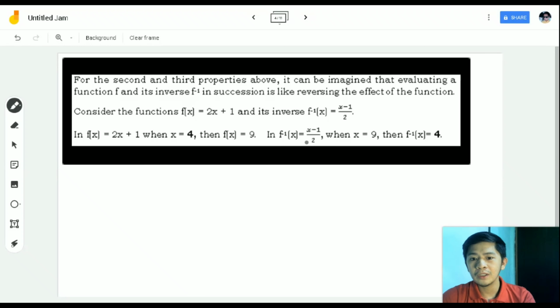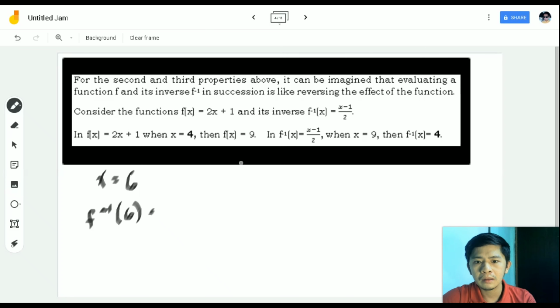So, what if we use f inverse of x first? Let us use x equals 6. So we start from the inverse, f inverse of x. So, that is f inverse of 6, that will be 6 minus 1 all over 2. What is 6 minus 1? That is 5. Then 5, that is over 2.